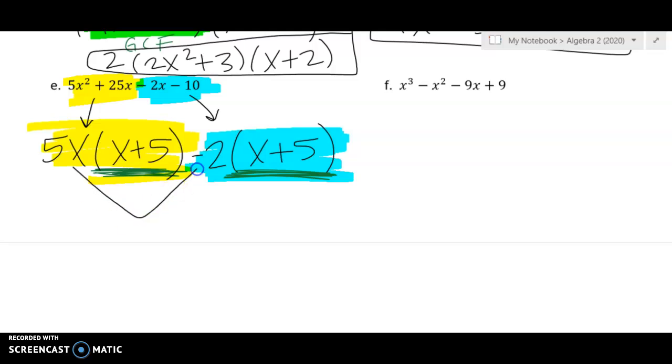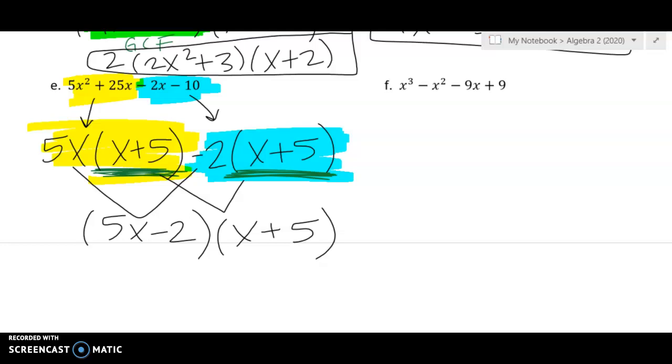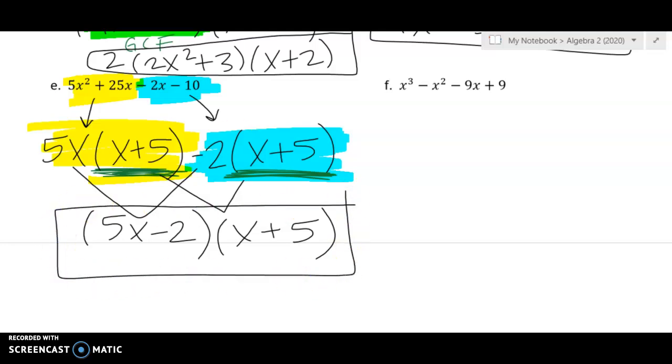So then I'm going to go ahead and combine 5x minus 2 into a factor. I put them next to each other, and then I combine x plus 5. I'll just drop those down, really, and I only write it one time. And that is my factored form. I can't do anything further with that one, so that's why I finished.